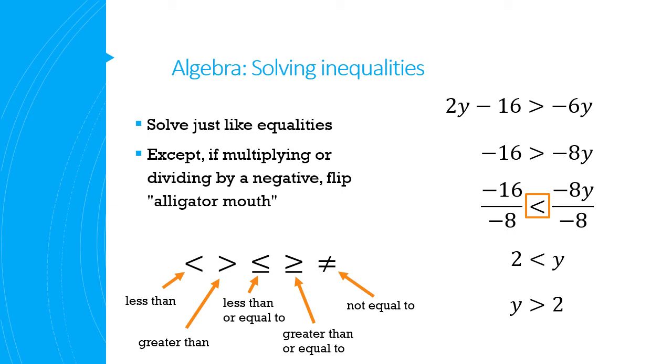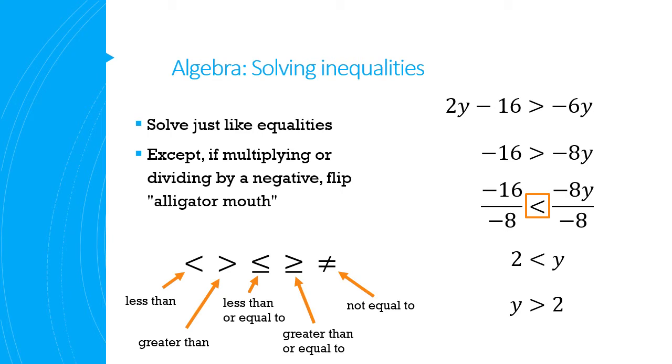Now, how to solve inequalities such as less than, greater than, their equal-or-equal-to cousins, and not equals. Solving this is pretty easy. You apply all the same techniques that you used for regular equations. The only difference is that if you're multiplying or dividing by a negative number, then you have to flip the alligator mouth, or this inequality symbol.